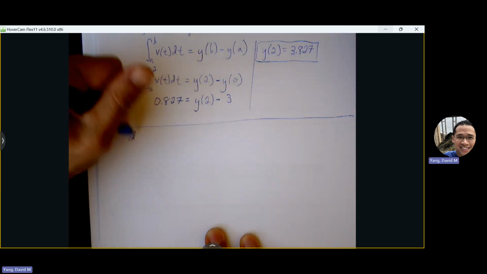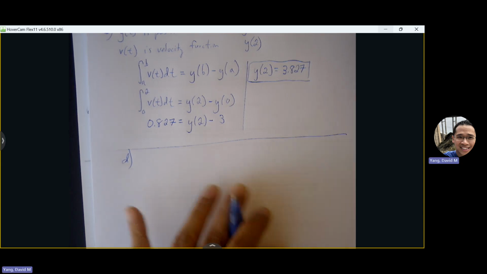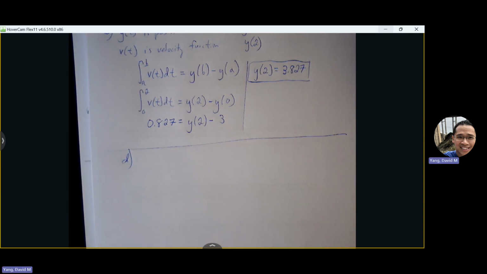Okay, this leads us to part D. Any questions so far? So really what's new with our calculator that you haven't learned before are just these two notations. Math 8 will help you find the derivative at a point. Math 9 will help you find the definite integral. But all the other features are just graphing features that most of you guys, I think, know pretty well.